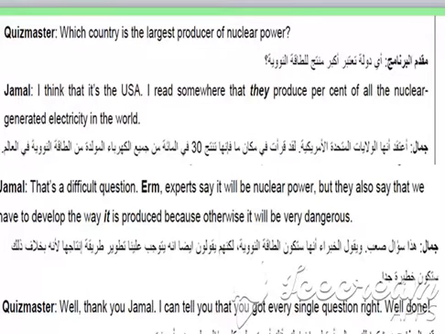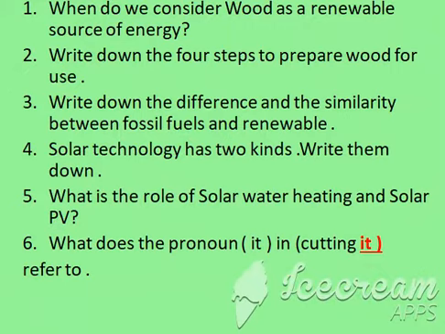Now, you have different questions also about this text. Let's try to answer them. When do we consider wood as a renewable source of energy? Of course, we are talking about Europe. Write down the 4 steps to prepare wood for use. Write down the difference and the similarity between fossil fuels and renewable. Solar technology has 2 kinds. Write them down. What is the role of solar water heating and solar PV? What does the pronoun it in cutting it refer to?